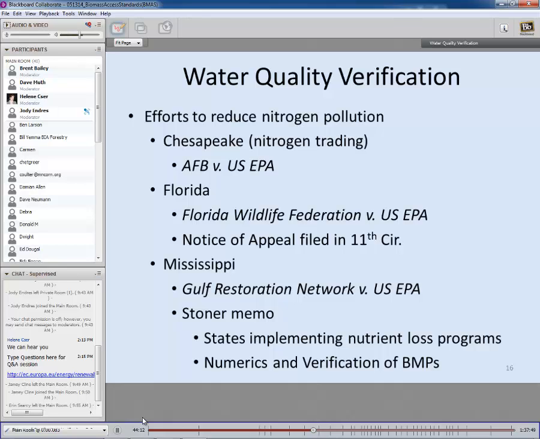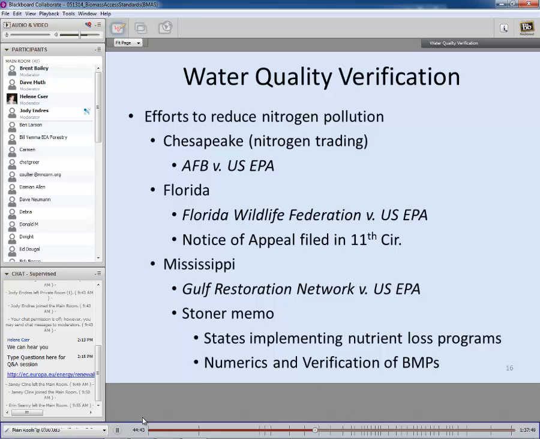In parallel with that, we have something called the Stoner Memo that was sent to states within the Mississippi watershed that asks states to put in place, in order to avoid a federalized system of nutrient numerics, their own nutrient loss programs. And we see that Iowa finalized theirs earlier last year. Illinois is in the process of issuing a draft this summer, which I've participated in some of their meetings on that.